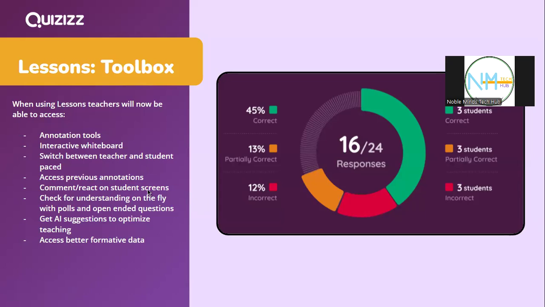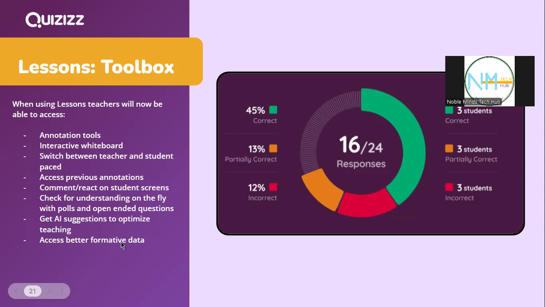Now, by the time your students are doing something, maybe using their gadget in the class or in the online class, you'll be able to comment and react with them. You'll be able to check for understanding on the fly with polls and open-ended questions from the students. Then you'll be able to get AI suggestion. That is the Quizizz AI suggestion that will optimize the teaching, make the teaching easy, and help you a lot.